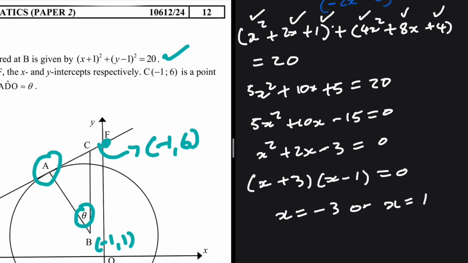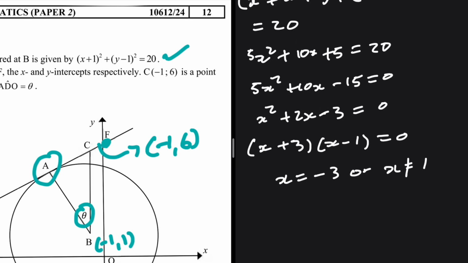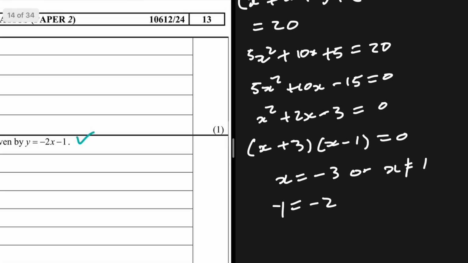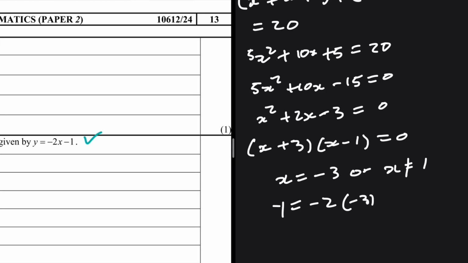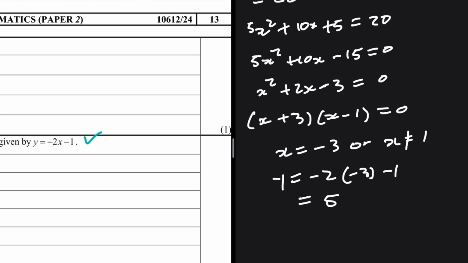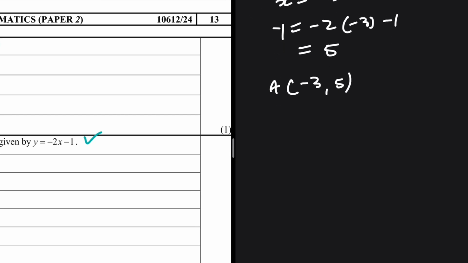We're looking for the coordinates of A. For B, we have x equal to minus 1, so the x-coordinate of A has to be less than minus 1. So x is not equal to 1; x is equal to minus 3. If x is equal to minus 3, y is equal to minus 2x minus 1, so minus 2 times minus 3 minus 1, which is 5, right? So the coordinates of A: x is minus 3, y is 5. There we go. That is 4.5.